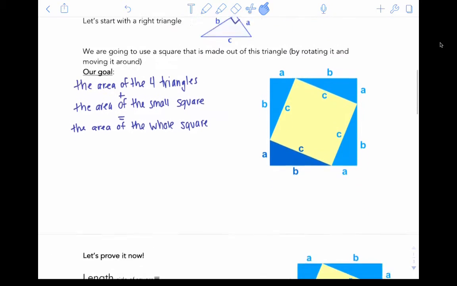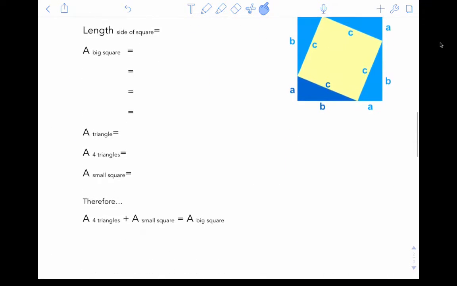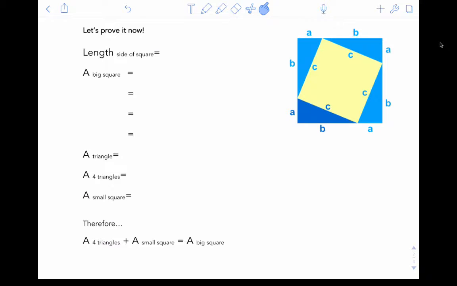All right, so let's go ahead and do this. We have the same diagram, and like I said before, we're going to be writing all of this stuff out with variables, not with numbers. So we're going to start by finding the area of the big square.